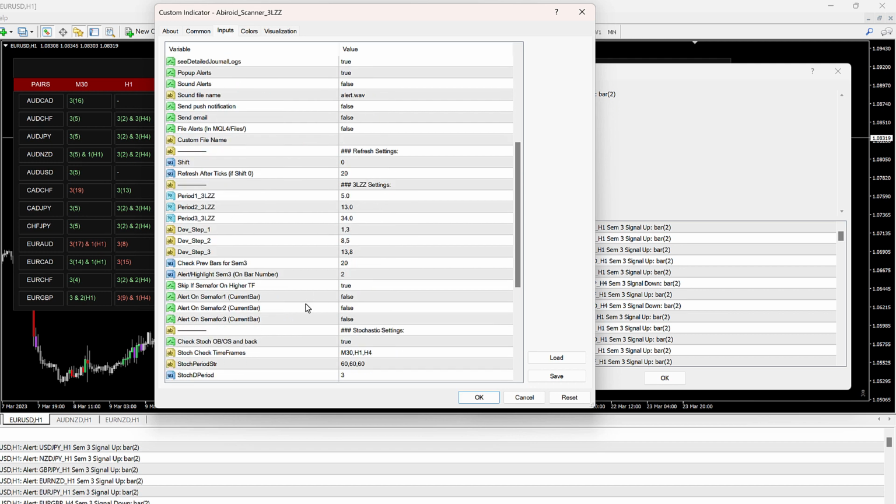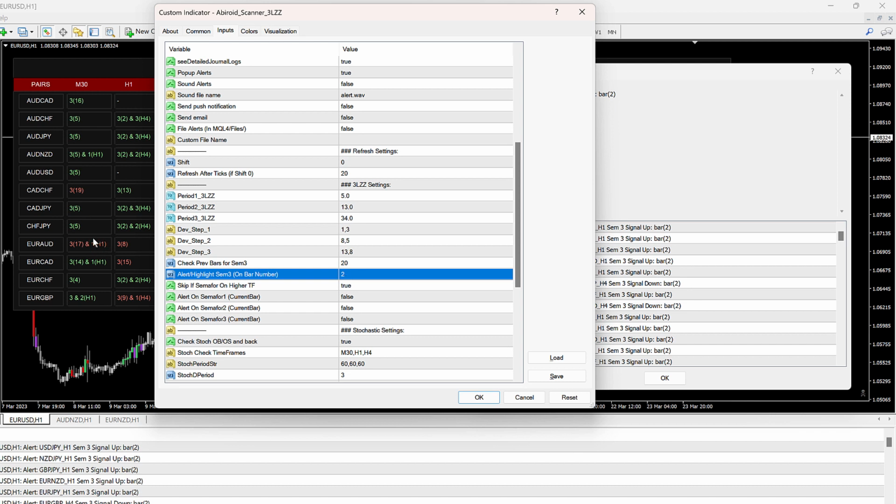So right here you can set alert or highlight Semafor on bar number 2. So all of these alerts will be when Semafor 3 happens on bar 2. If you set this to 0, in that case you will get alerts when Semafor happens on the current bar. But it's preferable to set an alert when Semafor occurs earlier, because after a Semafor 3 we need to wait at least a few more bars to check if Semafor on the higher time frames has fully formed, which is why it is better to set this to 2 or 3.